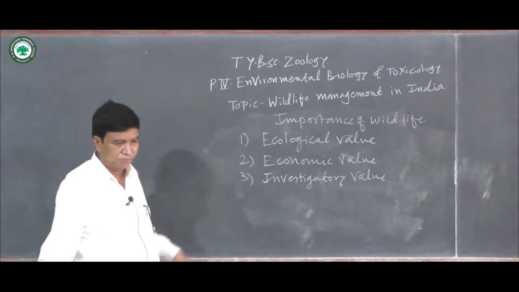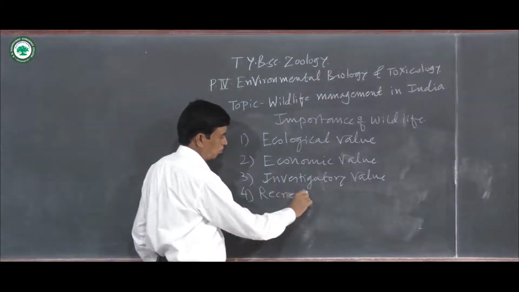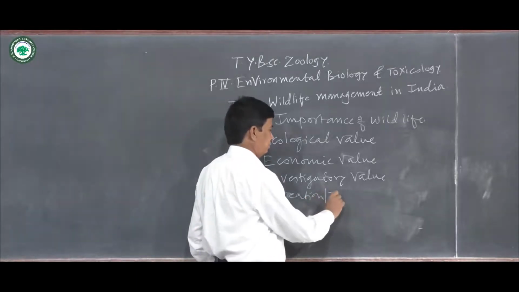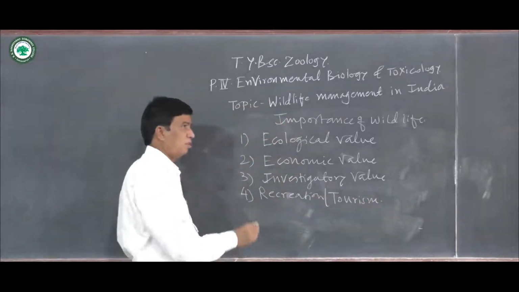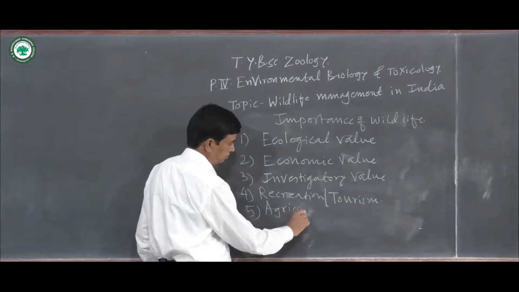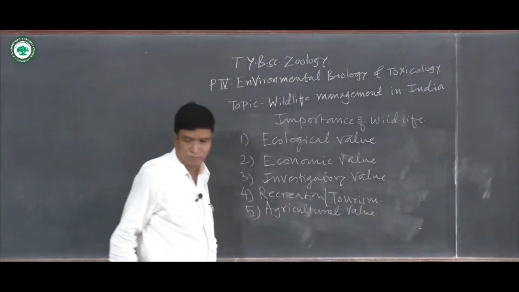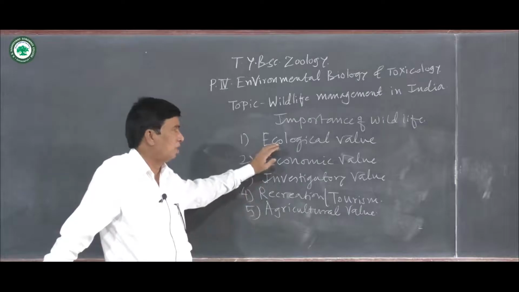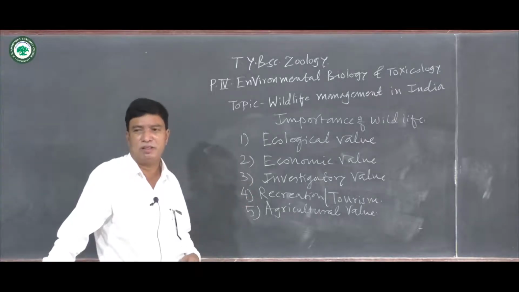The next one is called recreation value, cultural value, game value, or, most important, for example, modern agricultural practices. The wildlife is most important in relation to the ecological condition of nature, the environment. That is the uses of wild animals and wild plants.